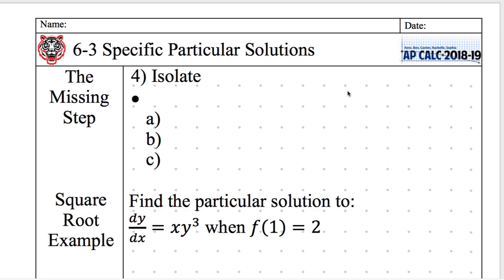Calculus! AP Calculus! 6-3. Specific, particular solutions. So today's lesson is an extension of yesterday's lesson. Yesterday we were talking about just those first 3 steps. Today I'm talking about that missing step, step 4.